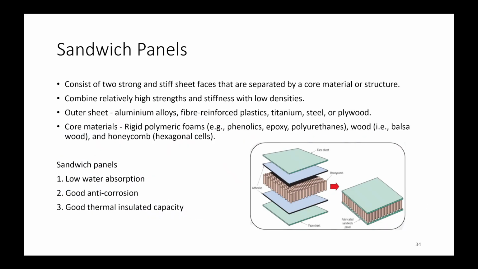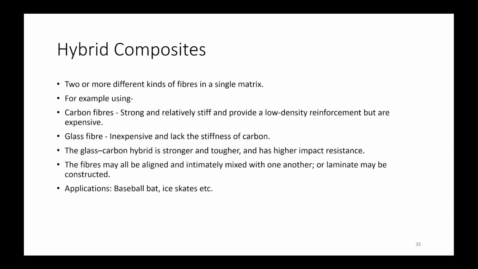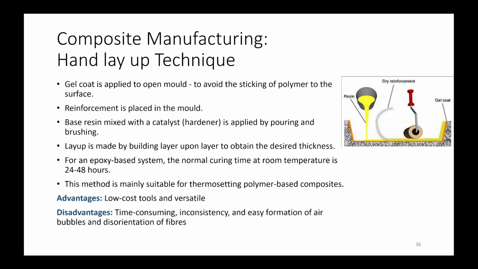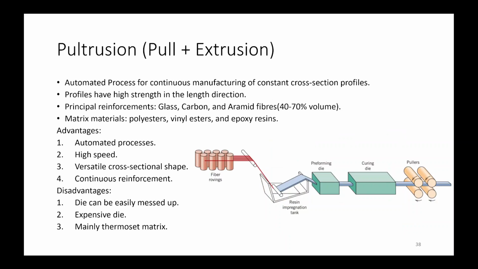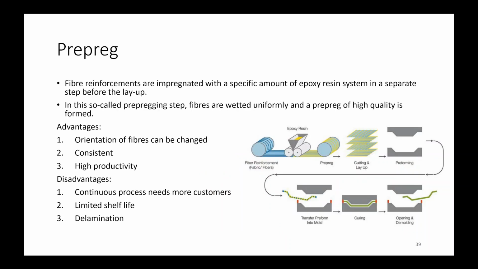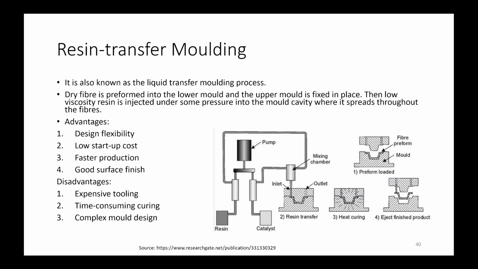laminated composites, sandwich panels, hybrid composites, then five main manufacturing techniques of composites. First was hand layup technique, second is spray layup technique, third is pultrusion, prepreg, then resin transfer molding. That's all.